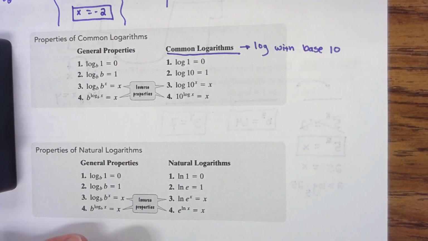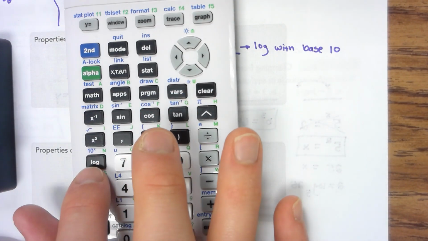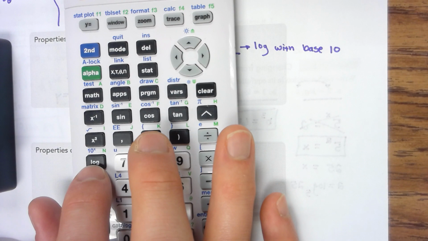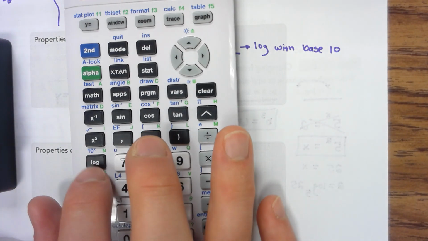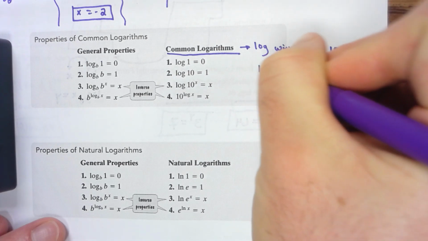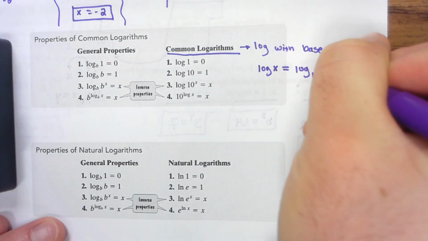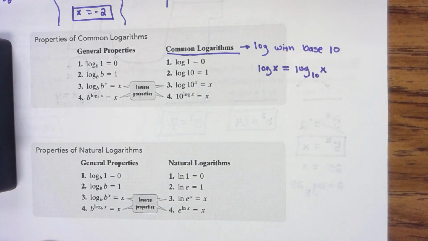If you look on your calculator and find the log button, you're going to notice that it does not have an option for you to change the base. Okay, it is already that common log. And so if you ever see just log of x, that is equal to log base 10 of x.